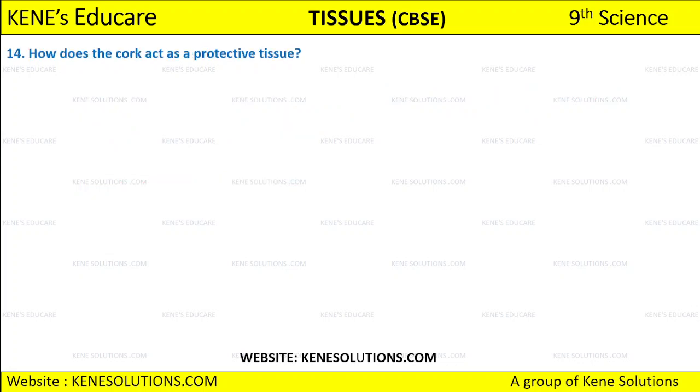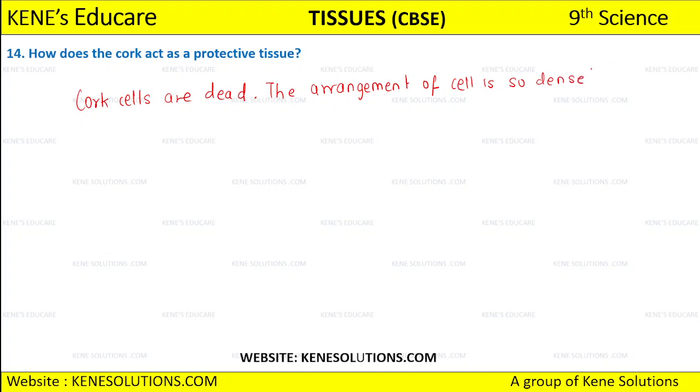Okay, now the next thing is, how does the cork act as a protective tissue? What do you think? Cork कैसे act करता है as a protective tissue? Now we know that cork cells are dead, right? So we'll write cork cells are dead, and the arrangement of cells is so dense that there is no intracellular space.